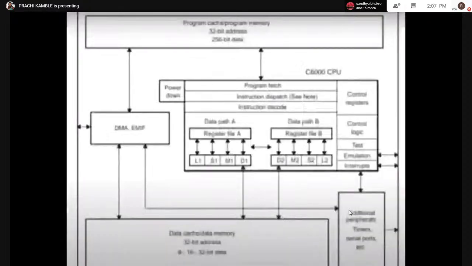Okay. So this is the architecture. I hope everyone has gone through that video and can now explain the function of each and every unit. Okay. So let's just start with the architecture. So in this DSP architecture, just wait. Someone has just joined.